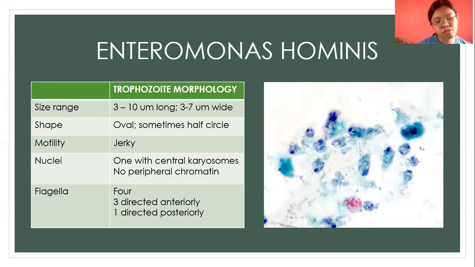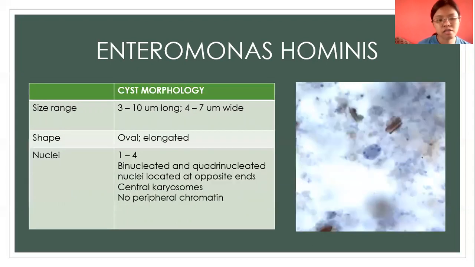Yan. So, Enteromonas hominis natin, trophozoite din, 3 to 10 micrometer long to 3 to 7 micrometer wide. So, medyo maliit. So, shape is oval, sometimes half circle. Motility niya is same dun sa last natin, which is jerky. So, nuclei is one with central caryosomes. It has no peripheral chromatin. Pero meron siyang 4 na flagella, 3 anterior and 1 posterior.